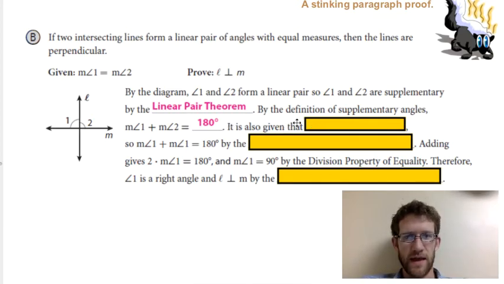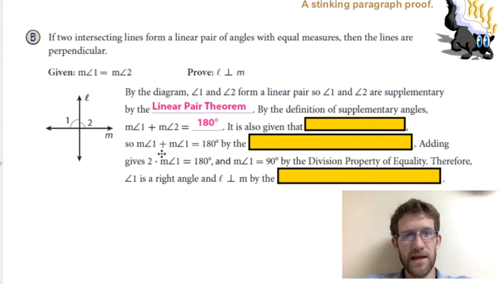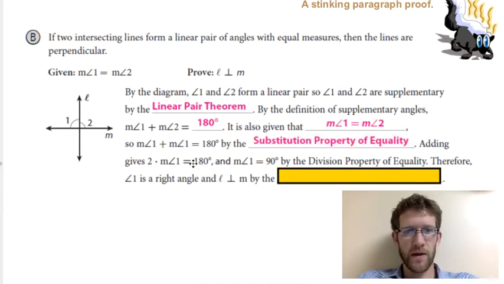It is also given that, what else could we figure out from here? And in fact, it will lead us to figuring out that the measure of angle 1 plus the measure of angle 2 equals 180. So what did we do? This looks pretty familiar. We've switched out this angle 2 and angle 1, right? So the other given information is angle 1 is equal to angle 2. Therefore, we're able to switch these out using the substitution property.